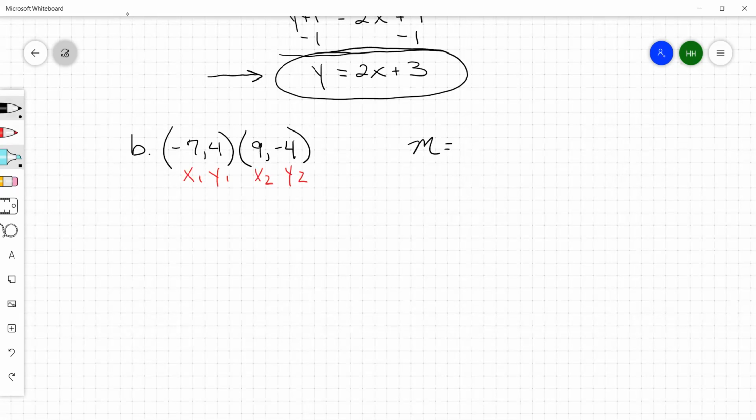So our m is equal to -4 minus 4 divided by, what goes in the denominator here? 9 minus -7, right? Y sub 2 minus y sub 1 divided by x sub 2 minus x sub 1. What's -4 minus 4? Good. 9 minus -7. That's a keep, change, right? Good. 16. What does this simplify to? -8 divided by 16. What kind of 1/2? That's a -1/2. So there's your slope.